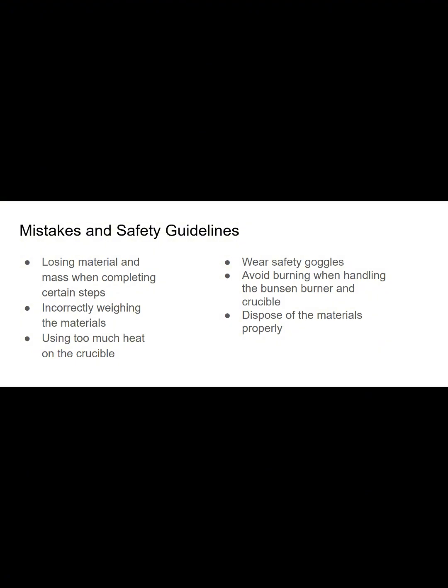A few mistakes to avoid during the lab are losing material and mass when completing certain steps, incorrectly weighing the materials, and using too much heat on the crucible. A few safety tips are to wear safety goggles, avoid burning when handling the Bunsen burner and crucible, and dispose of the materials properly. To summarize the lab, we successfully produced magnesium oxide, collected measurements, and compared theoretical and experimental values. We learned how mass changes during a chemical reaction and how to determine percent composition experimentally.